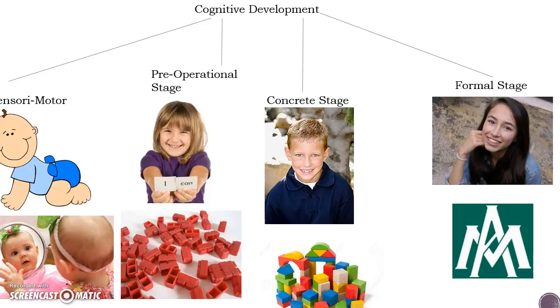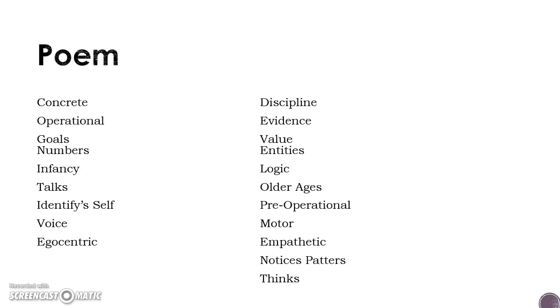And then the very bottom picture helps provide some background information on what's learned in that theory. I chose an abstract poem. It's all cognitive development going down, and it says concrete operational goals, numbers, infancy talks, identify self, voice, and egocentric for cognitive. Now, development is discipline, evidence, value, entities, logic, older ages, pre-operational, motor, empathetic, notices patterns, and thinks.